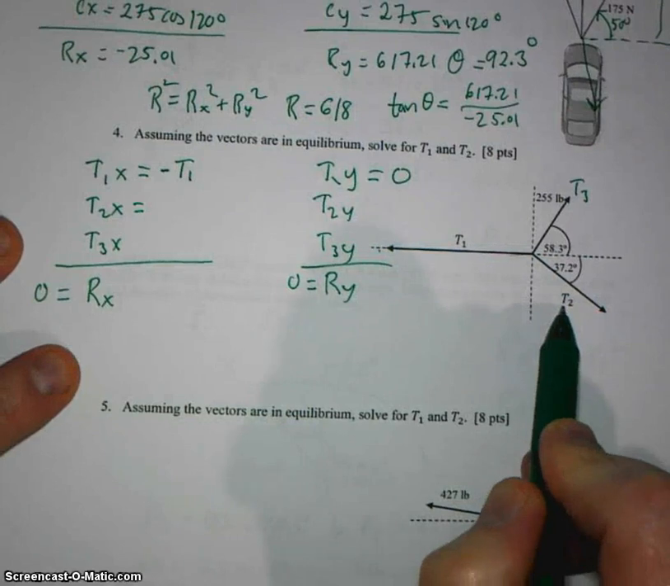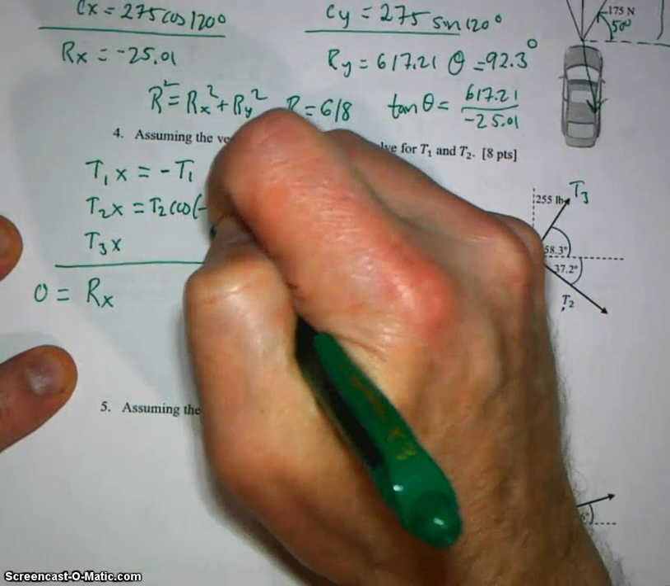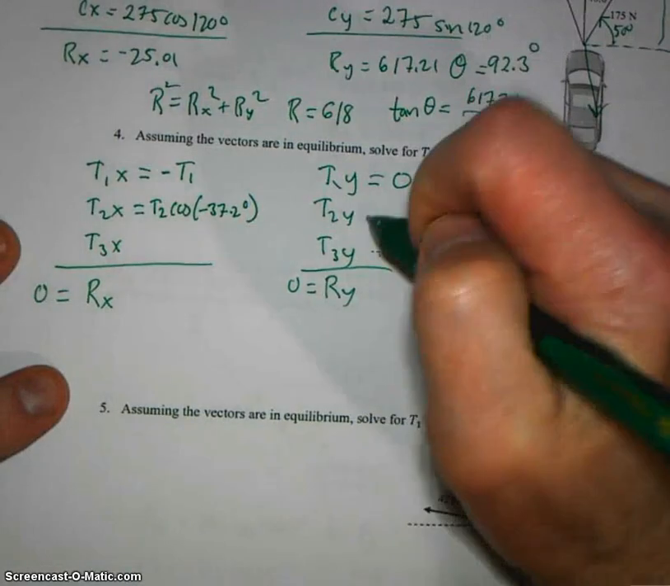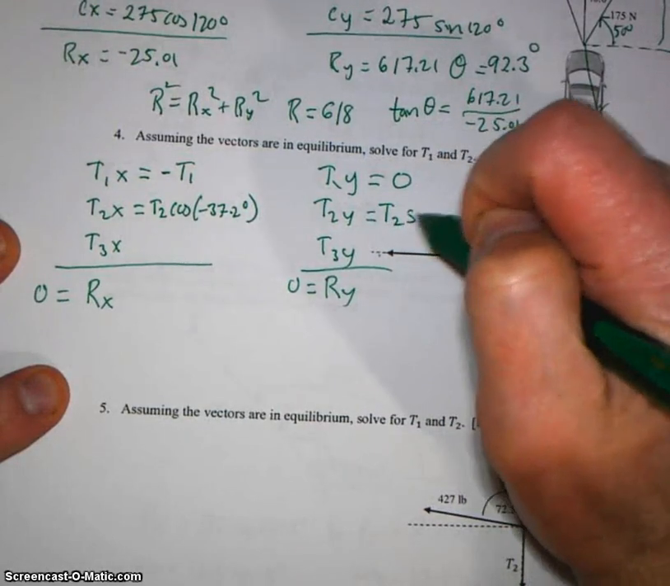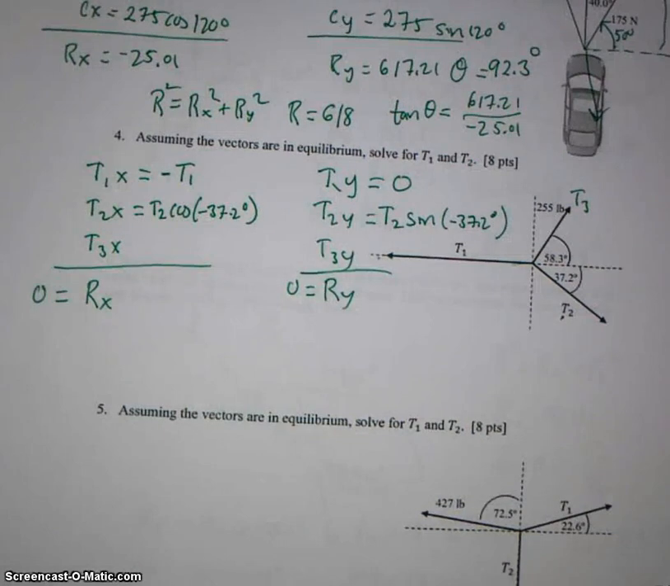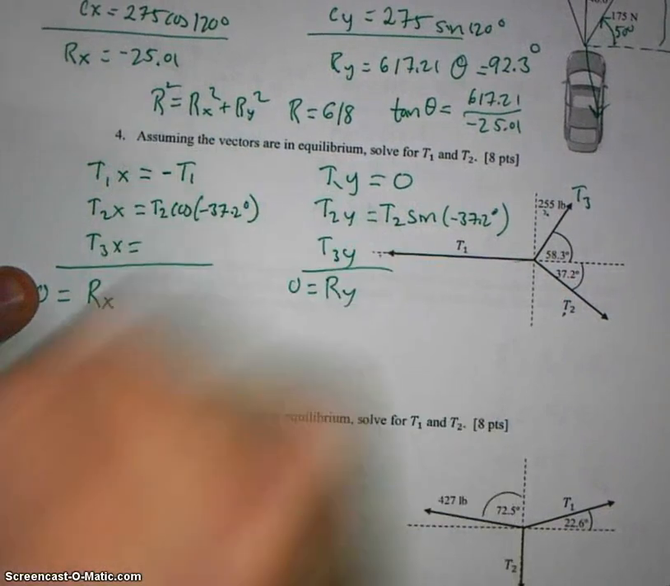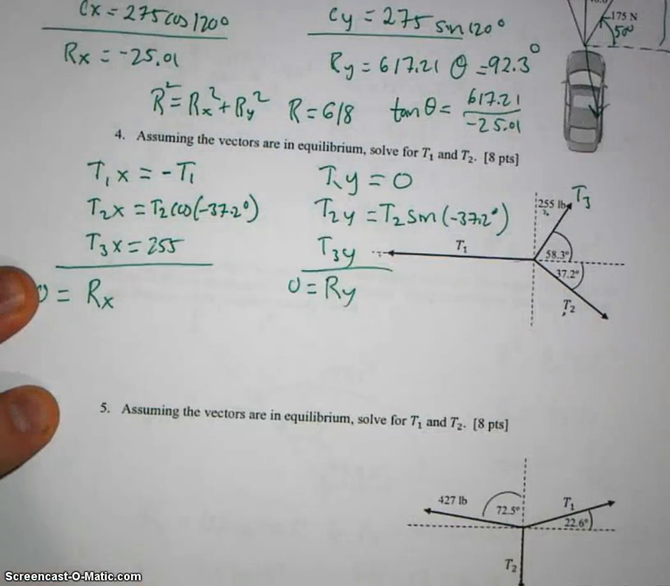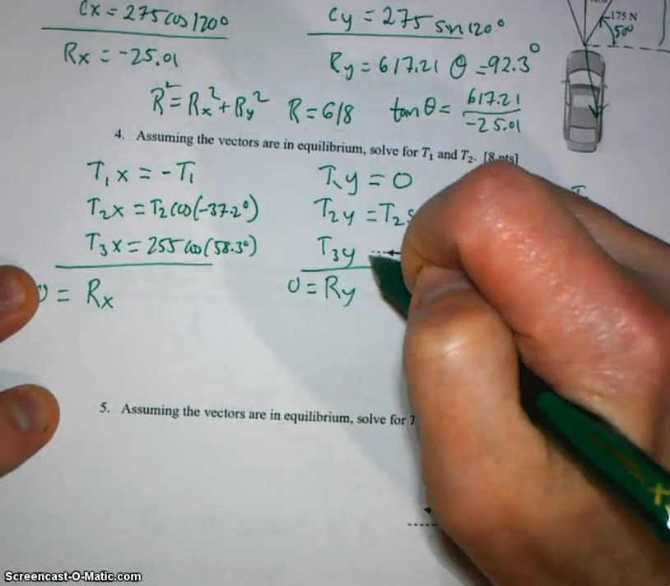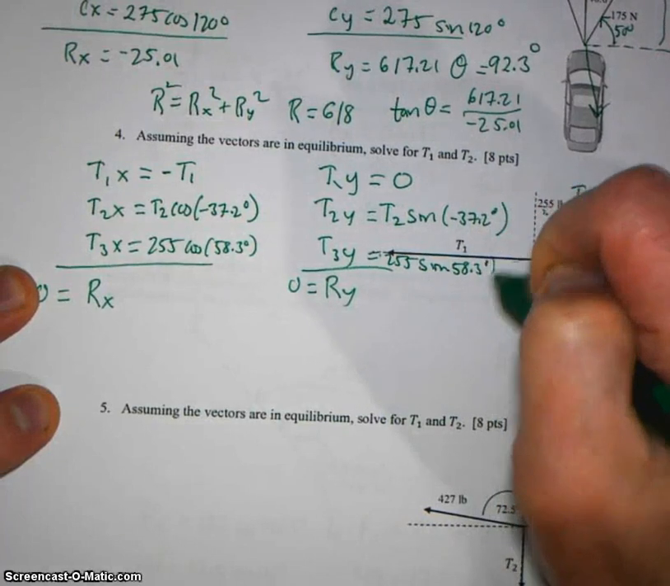T2x is going to be T2 cosine negative 37.2 degrees. And T2y is going to be T2 sine negative 37.2 degrees. And finally T3. T3 we know our force. So T3x is going to be 255 cosine 58.3 degrees. And T3y will be 255 sine 58.3 degrees.